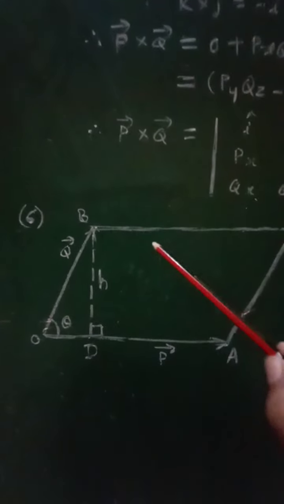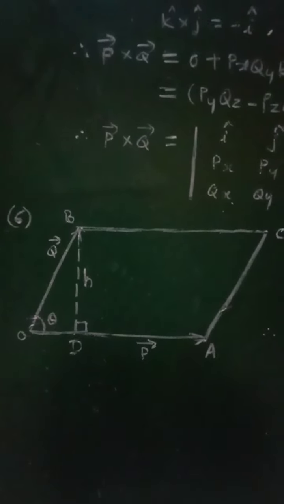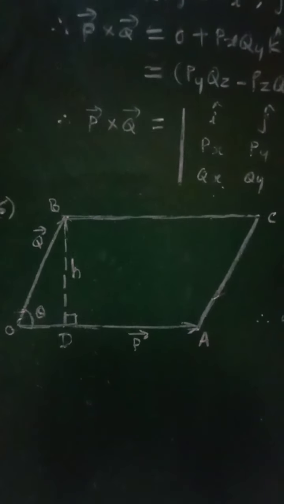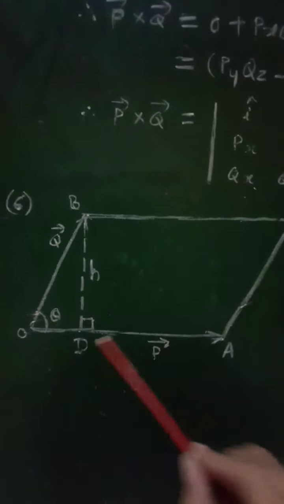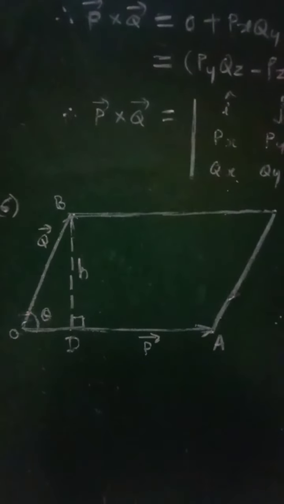And now let us see the sixth property, that is, the magnitude of the vector product is numerically equal to the area of a parallelogram. The magnitude of the vector product of two vectors is numerically equal to the area of a parallelogram. Now vector P and vector Q represent two adjacent sides of a parallelogram.